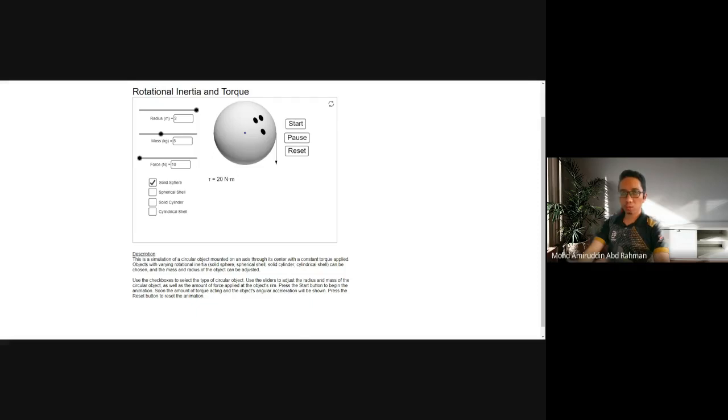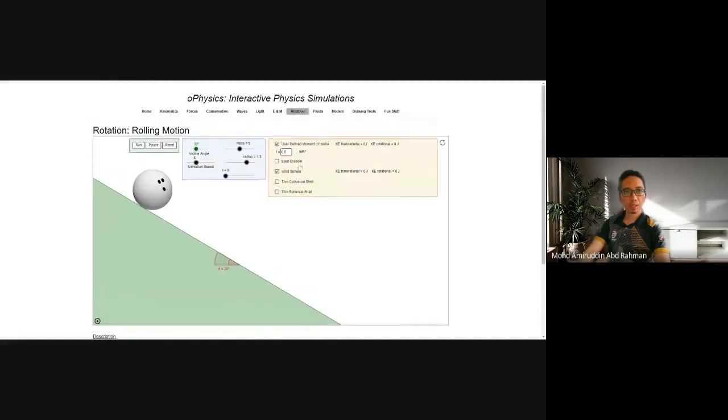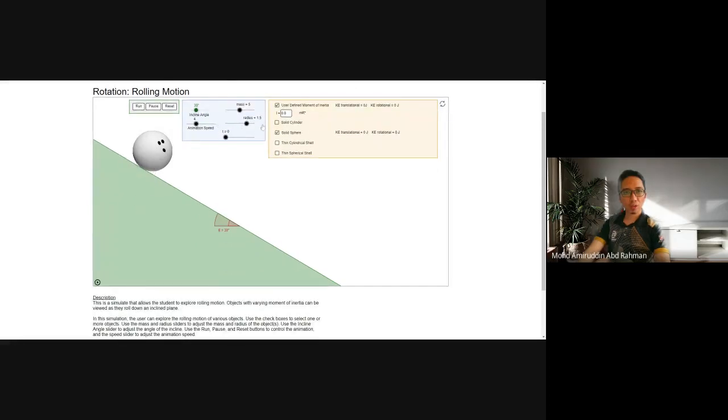Let's continue with experiment number 3. For experiment number 3, you need to observe the rotational kinetic energy. You open up this simulation, which is the one that you just saw in the video. Let's say we have this solid sphere, and we can also change that to the solid cylinder, or to the thin cylindrical shell or thin spherical shell. So you can change that.